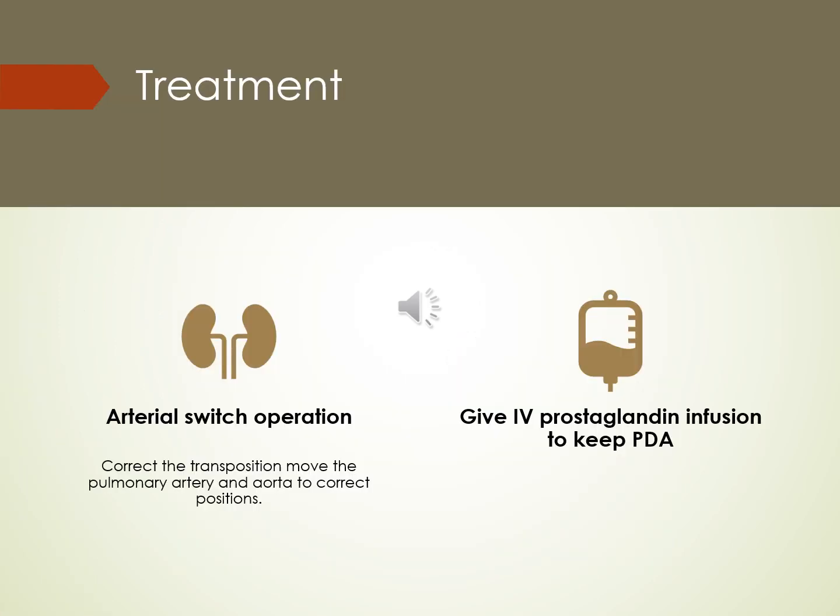What type of treatment is seen for transposition of the great vessels? It obviously has to be corrected, right? So that's done by an arterial switch operation. That is going to correct the transposition by moving the pulmonary artery and the aorta to their correct positions. Also, they will be given IV prostaglandin infusion to keep that ductus arteriosus patent.